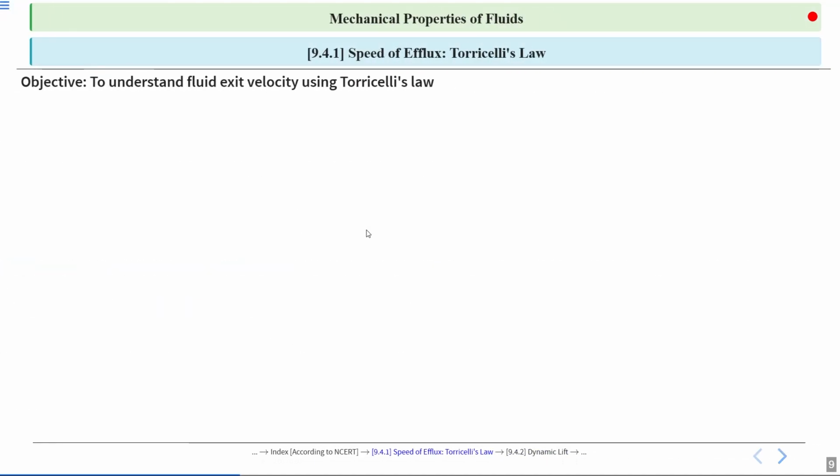Now let's start by solving for exit velocity. So we have PA plus 1/2 rho V1 squared plus rho g y1 equal to P plus rho g y2. This equation balances energy at two points in the fluid.